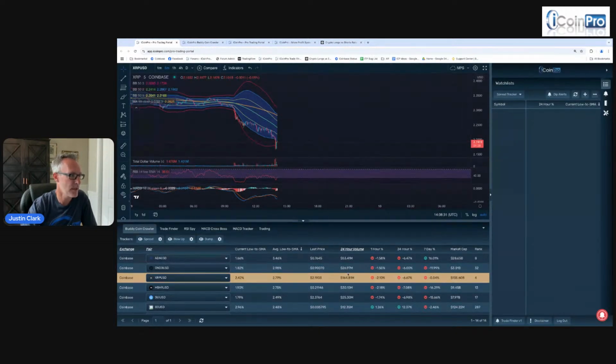These are high volume coins, well-known coins, except for Ondo. That's kind of newer. But anyway, obviously the volume stayed pretty consistent on it. So XRP, ADA, and Ondo are going to be the coins that I'm going to be watching closer.